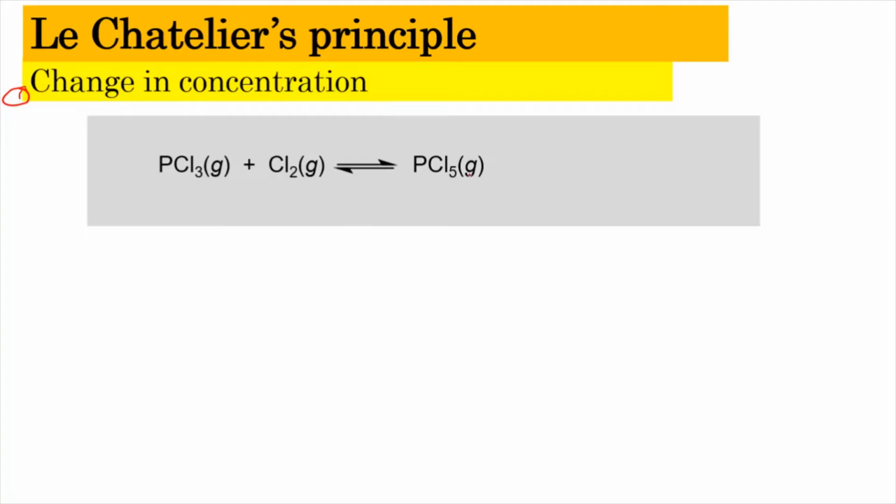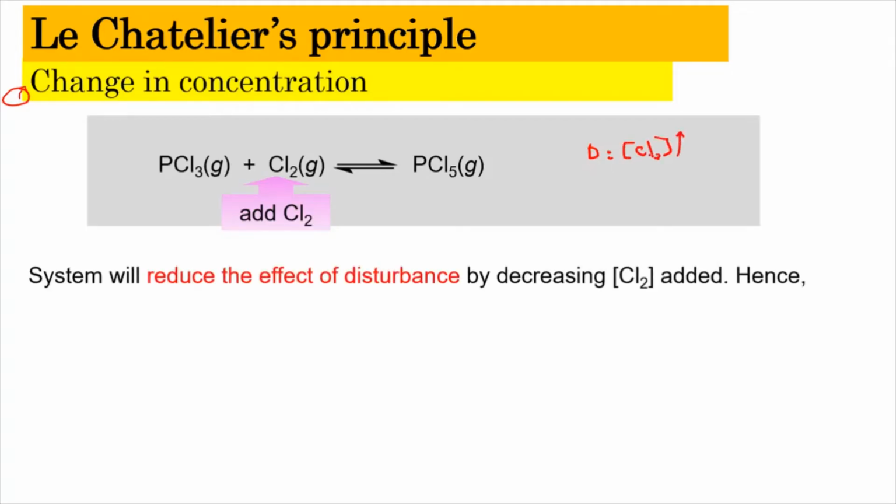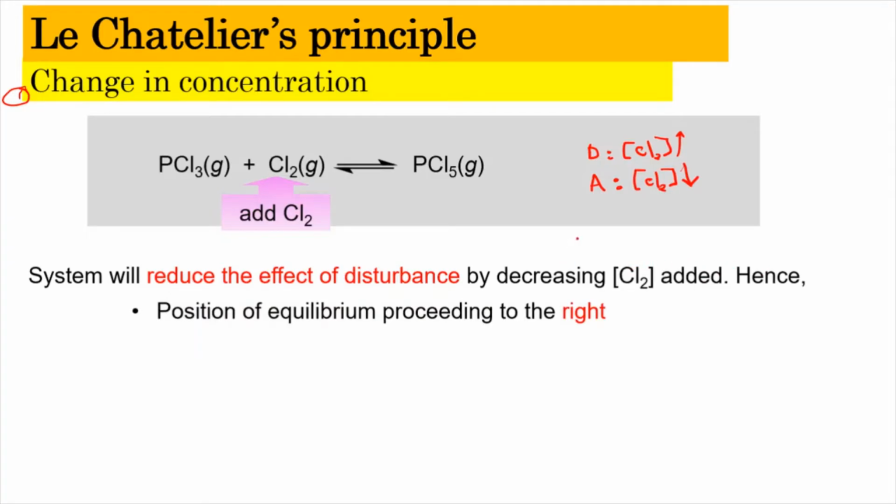So this equation here is at equilibrium. But now you add a disturbance, which is adding Cl2, so you increase the concentration of the Cl2. According to Le Chatelier's principle, we need to reduce back the concentration of our reactant. So the system will reduce the effect of the disturbance by decreasing the Cl2 added. Hence, we push the position of equilibrium to the right.